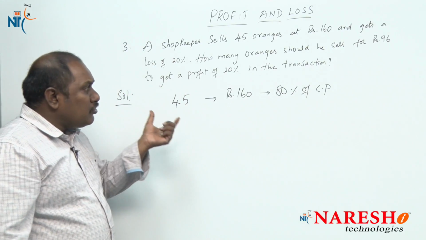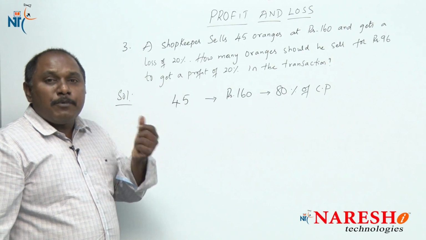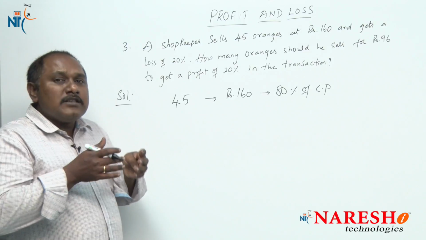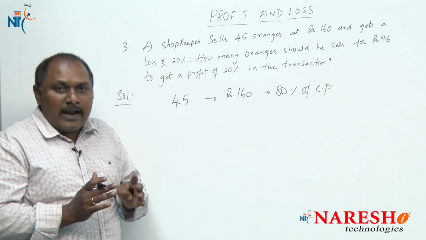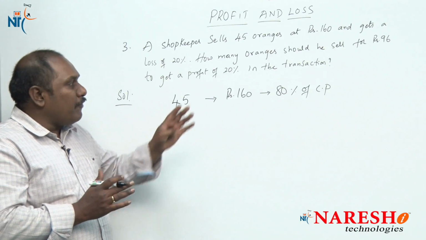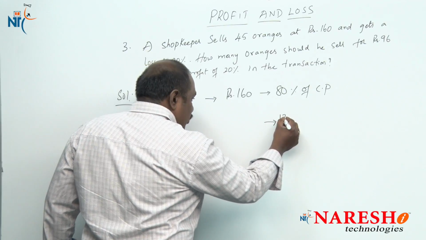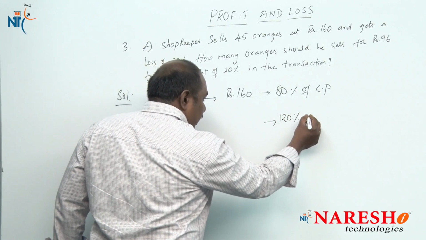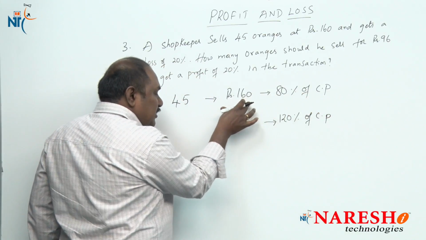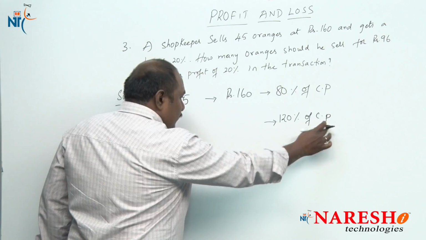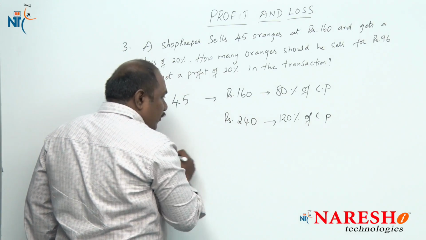Now the shopkeeper wants a profit of 20%. If the shopkeeper wants a profit of 20%, first of all let us try to find out the same 45 oranges should be sold at how many rupees to get a profit of 20%. Now to get a profit of 20%, definitely the shopkeeper should sell at 120% of cost price. Now 80% of cost price is 160 rupees. What is 120% of cost price? So 120% of cost price should be 240 rupees.